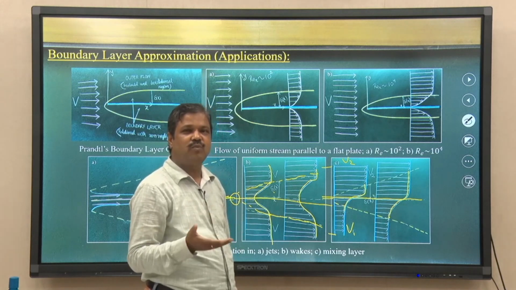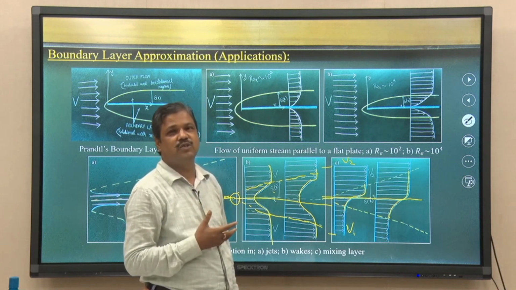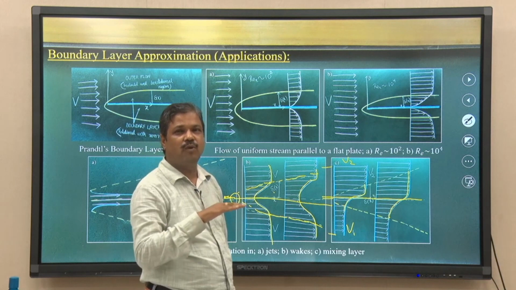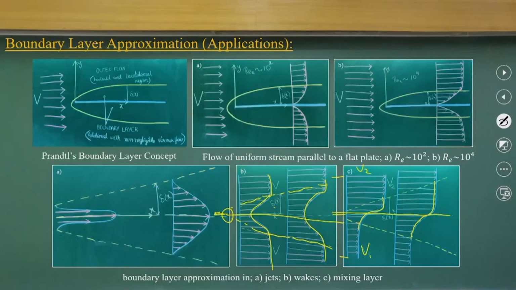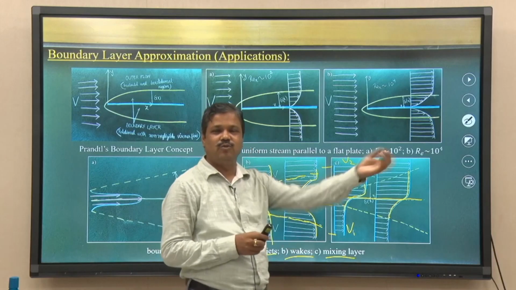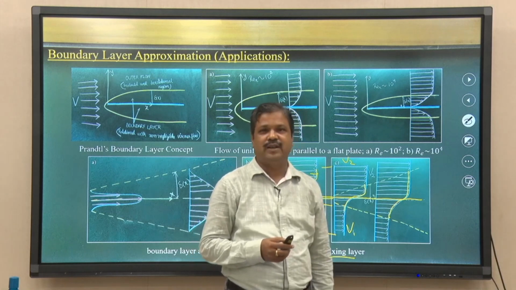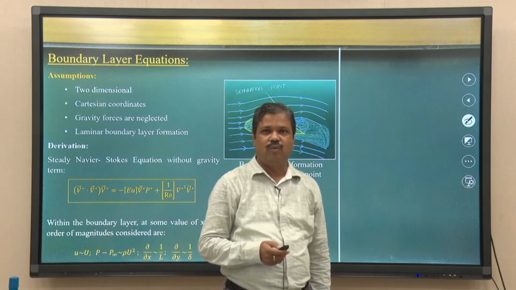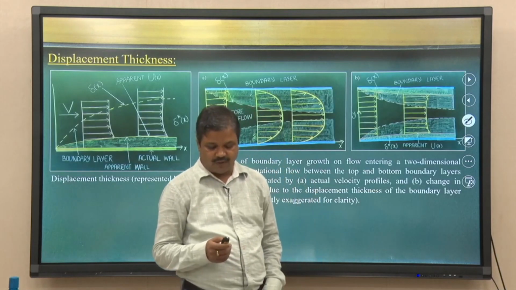So, boundary layer approximation is a technique to solve the approximate Navier-Stokes equations. Not only flow past a flat plate, we can also solve jet problems, wake problems, or mixing layer problems. With this, let me conclude today's lecture, and tomorrow we will talk about how we can derive these boundary layer equations and some of the approximate solutions. Thank you.